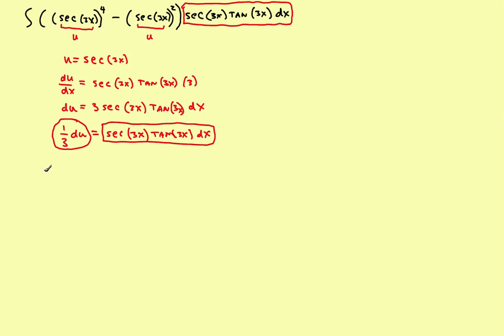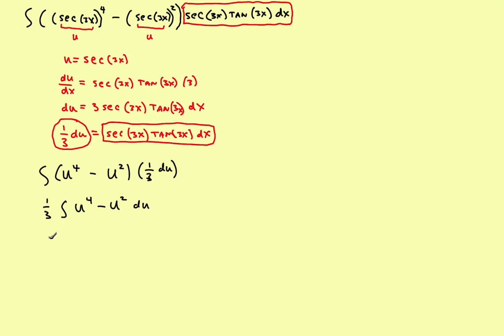So what we've got in the integral, it would look like this. The integral of, now instead of secant here, you're going to have u to the 4th. So you'll have u to the 4th here, minus a u squared right here. And then in place of the secant tangent, we'll replace it with 1/3 du. So you've got a 1/3 du. Now again, bring the 1/3 out in front of the integral. So this would be 1/3 of the integral of u to the 4th minus u squared du.